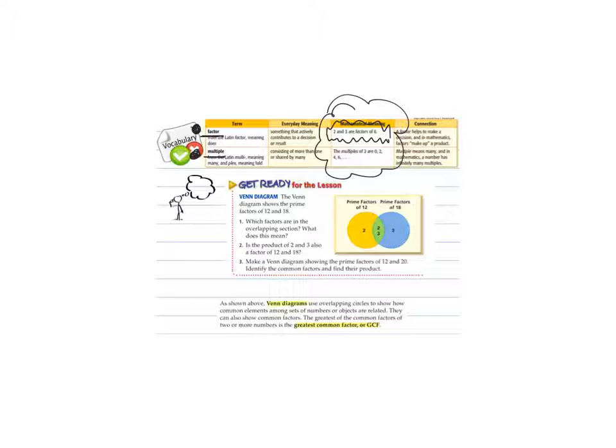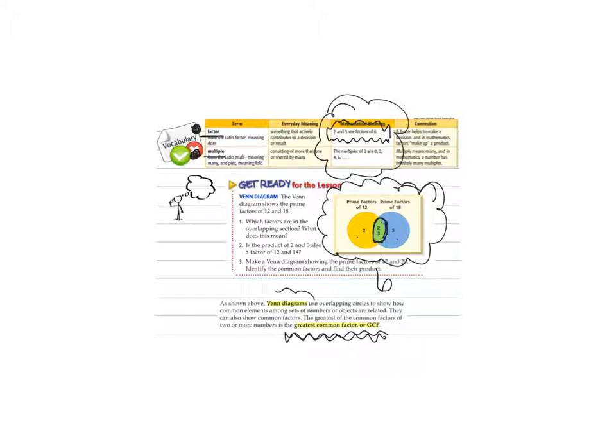And then remember we talked about the prime factorization. If we look right here at the factors of 12 and the factors of 18, we know that the prime factors of 12 are 2, 2, and 3. And the prime factors of 18 are 2, 3, and 3. We can see that they each have a 2 and a 3 in common. So 2 times 3 is 6. That means they have a 6 as a common factor, and that would be their greatest common factor, which would be the GCF.